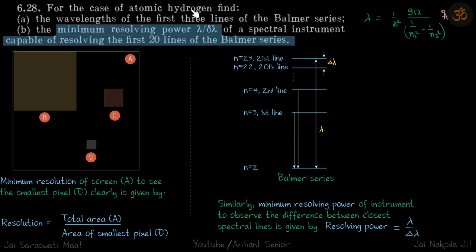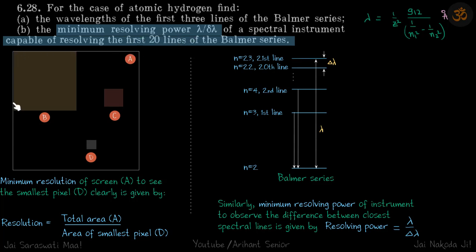In case of atomic hydrogen, what is the minimum resolving power lambda by delta lambda of a spectral instrument capable of resolving the first 20 lines of Balmer series? So let's discuss generally what we mean by resolving power, and then we will come to our problem.